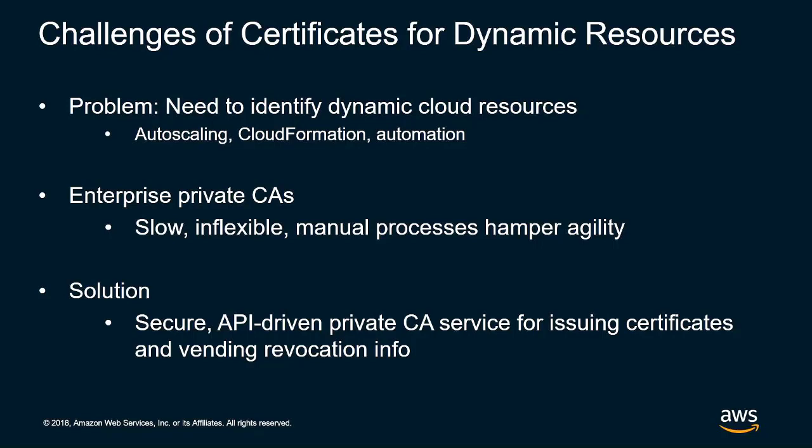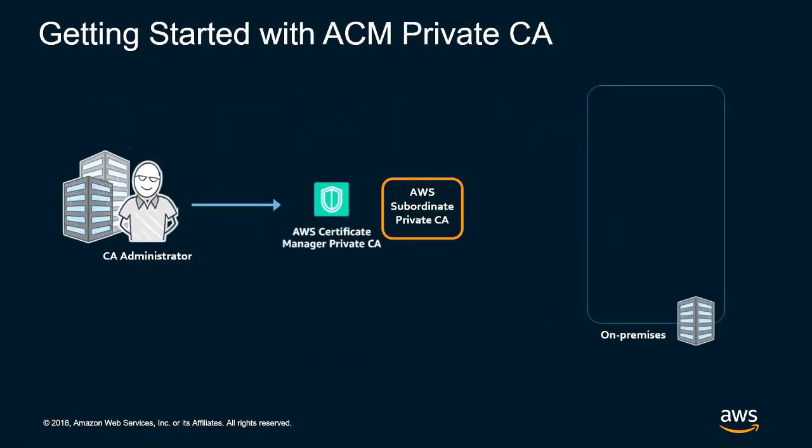So the solution is a secure, API-driven private CA service for issuing certificates and vending revocation information. That's essentially what ACM Private CA does. The way ACM Private CA works is that it chains up to your existing public key infrastructure, your existing root CA or intermediate CAs, and you issue a certificate for the CA, and that allows the private CA to operate and issue certificates in your environment.